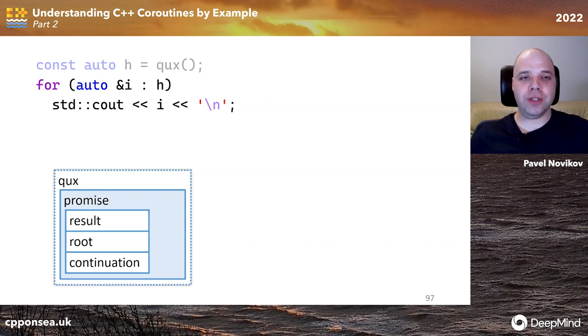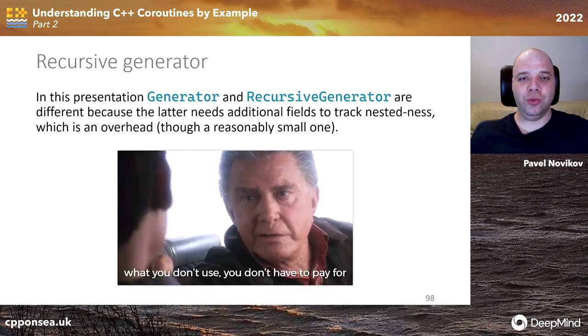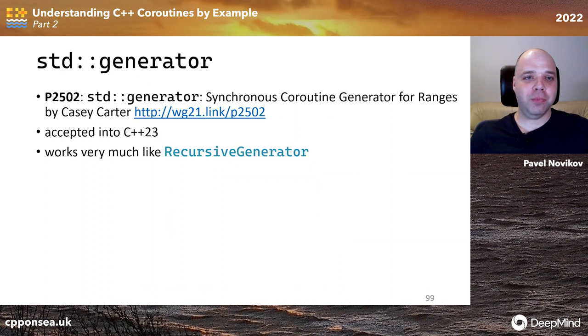So this is basically how recursive generators might work. And I hope you have a good idea of how to reason about that. In this presentation, generator and recursive generator are different types because a recursive generator has some overhead, and you don't have to pay for overhead when you don't want to. And the good news is that the C++23 standard will likely have a standard generator type, which is a recursive generator.